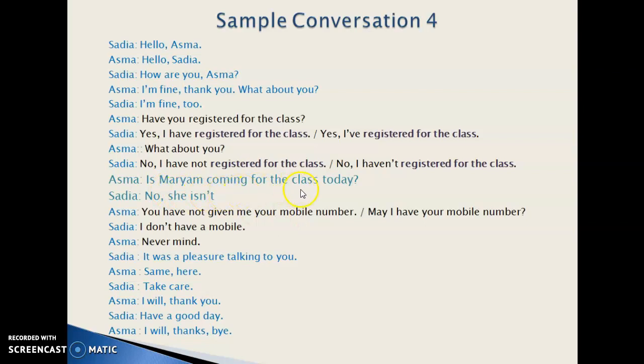Is Mariam coming for the class today? No, she isn't. You have not given me a mobile number. May I have your mobile number? I don't have a mobile. Oh, never mind. It was a pleasure talking to you. Same here. Take care. I will. Thank you. Have a good day. I will. Thanks. Bye.